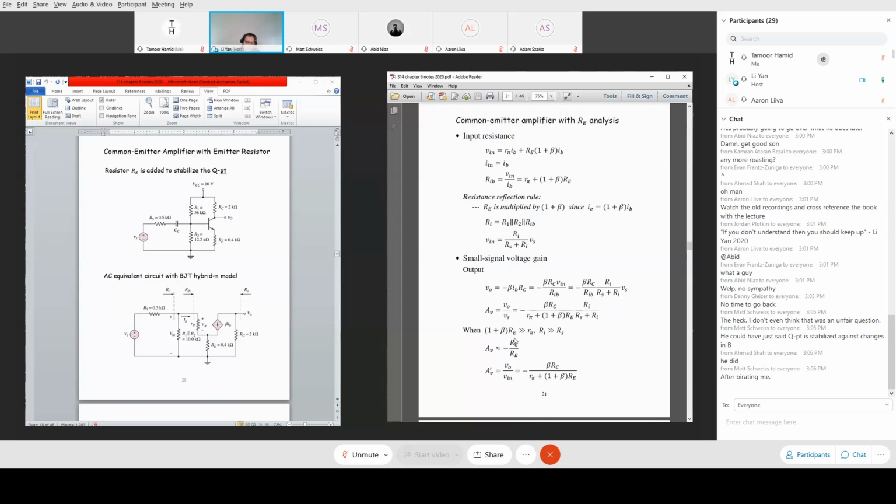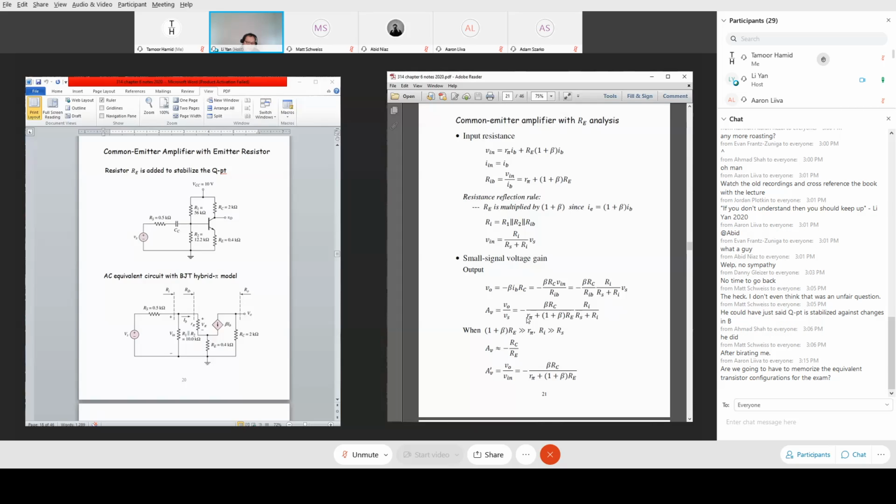Okay, so under some conditions, we know the magnitude of RE and the magnitude of R pi. If this relationship is satisfied, then we can drop R pi. Once we drop R pi, there's 1 plus beta, and beta is much greater than 1, so you can drop the 1. So in the denominator you have a beta, in the numerator you have beta. These two betas cancel out. So the small signal voltage gain does not directly depend on the beta. So it's the same concept.